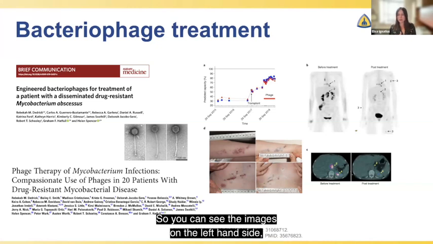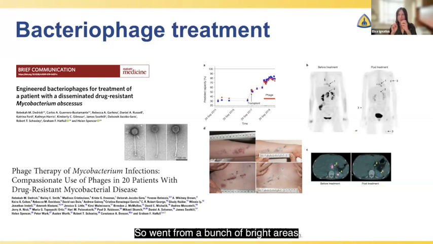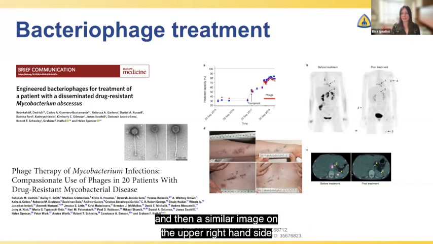So you can see the images on the left-hand side. This was pre-phage. On the right-hand side was post-phage. You can see the PET CT on the bottom right. It went from a bunch of bright areas of hypermetabolic activity to much calmer. And then a similar image on the upper right-hand side as well. And I think it was last year, there was also a case series of the use of mycobacterial phage treatment in patients who had multi-drug resistant mycobacterial disease.